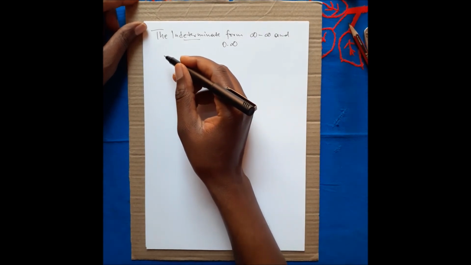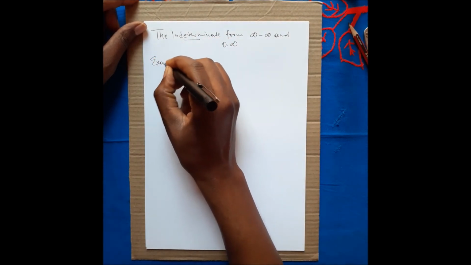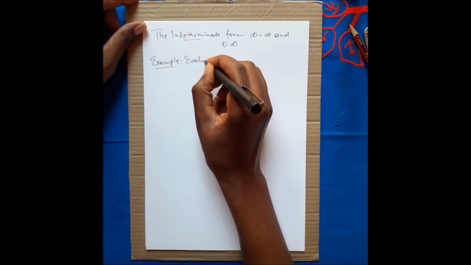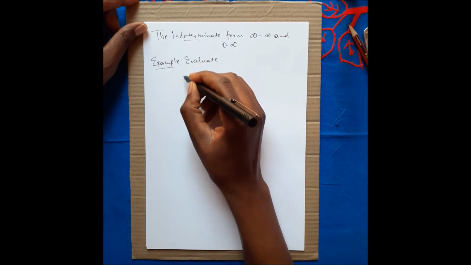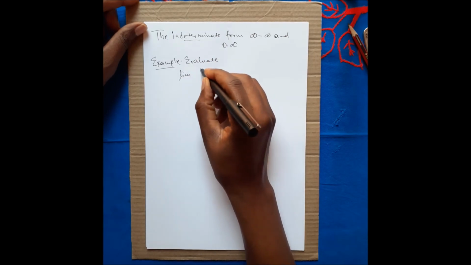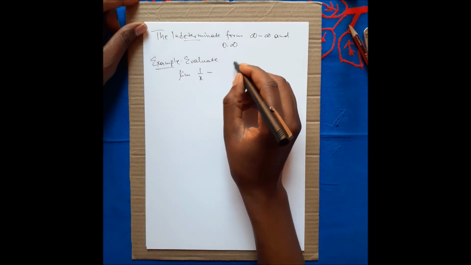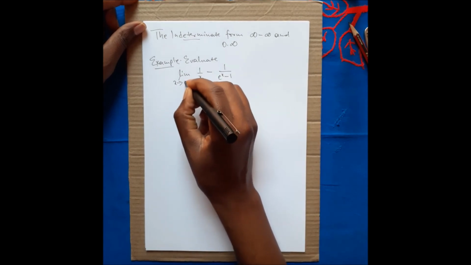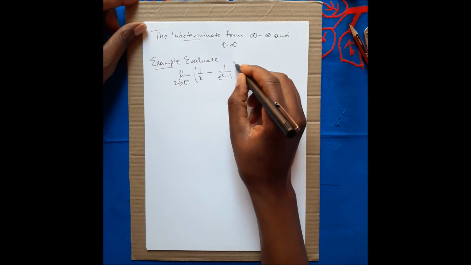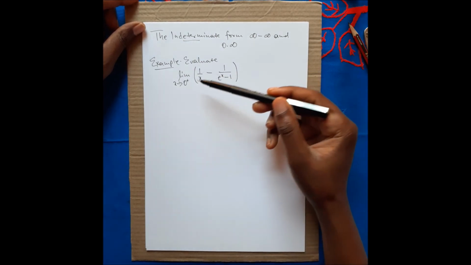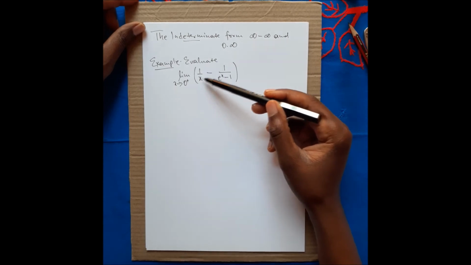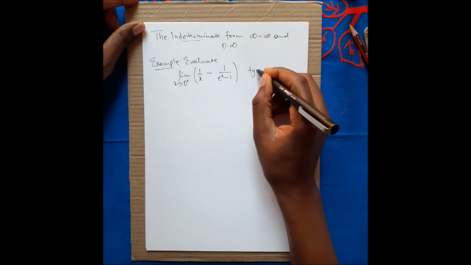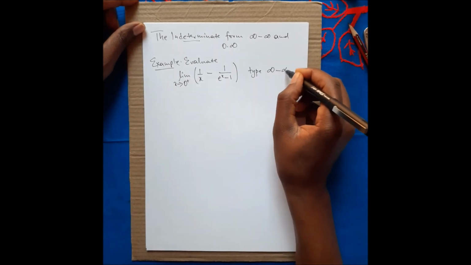Let us illustrate this through an example where we say evaluate, and we are given the limit of 1 over x minus 1 over e to the power of x minus 1, when x is approaching 0, say from the right. Note that if we substitute 0 here, we get 1 over 0, and 1 over 1 minus 1, which is 1 over 0. So this is type infinity minus infinity.